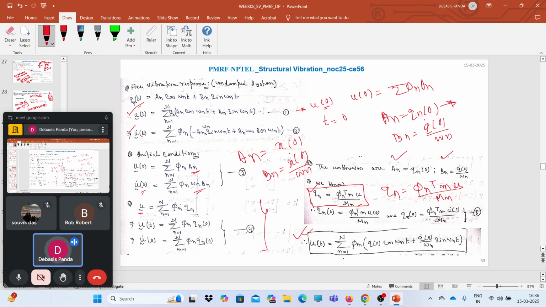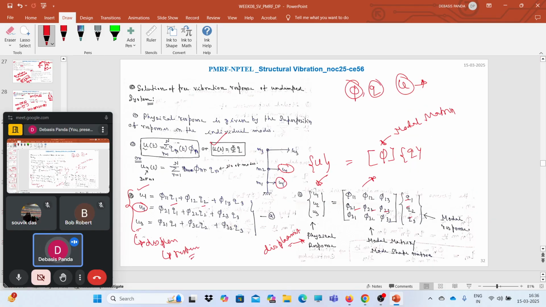u of t is nothing but the summation from 1 to n of phi n times q0 cos omega n t plus q dot 0 by omega n sin omega n t. Now using this equation, you can easily solve the responses for this system. If I want to know the displacement u of t, I can easily calculate it in terms of modal coordinates, mode shape and the generalized coordinates, because mass and stiffness properties will all be provided. Clear?